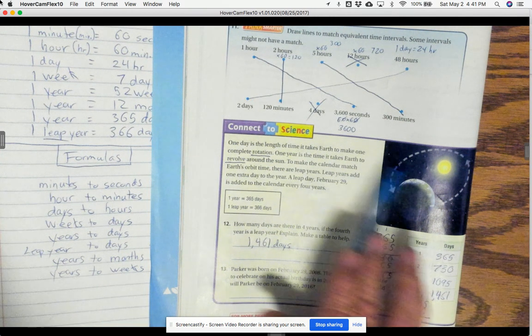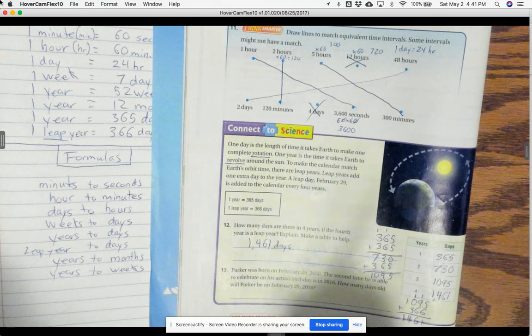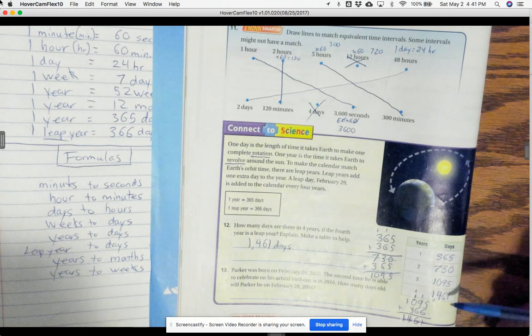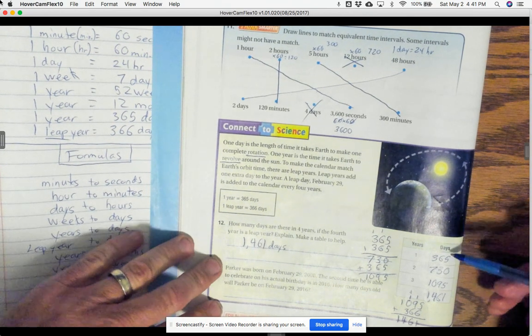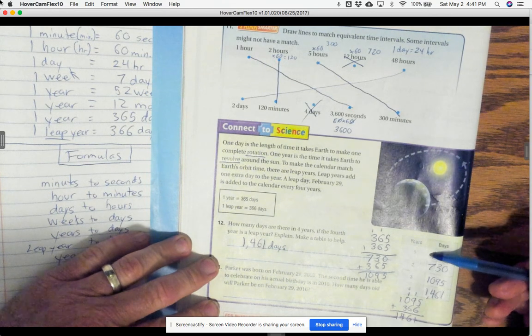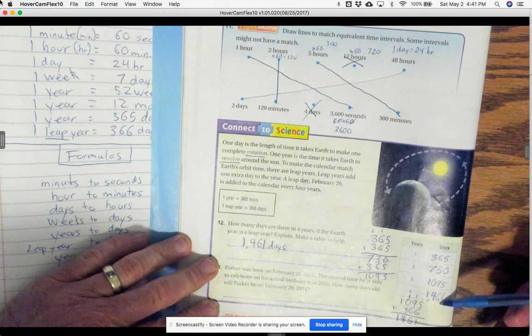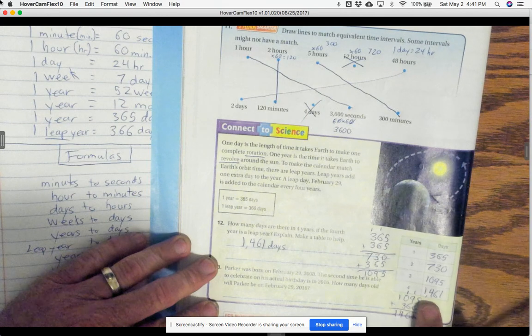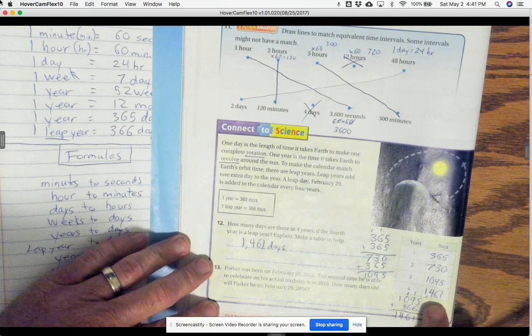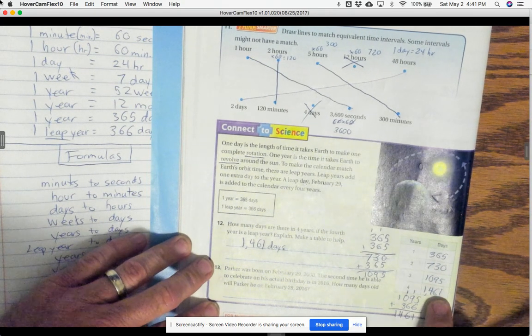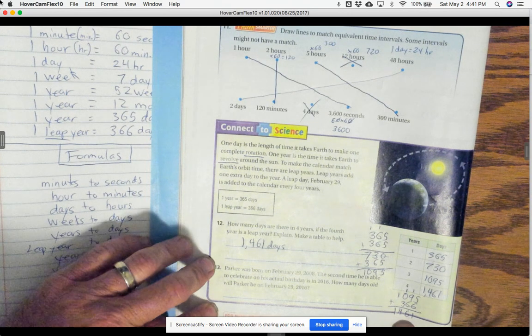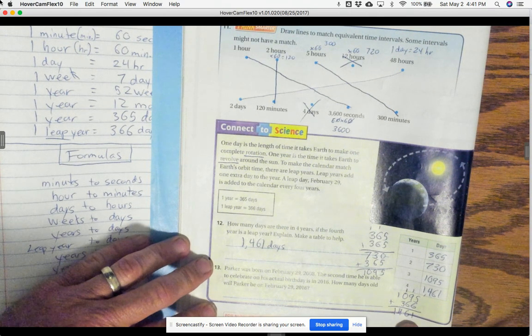The reason we have all of this in one box, it's kind of connected. We already did quite a bit of work in here to figure out how many days there are in 4 years if one of those years is a leap year. It doesn't matter if that year is the first, second, third, or fourth year. It's still going to give us a total of 1,461 days.